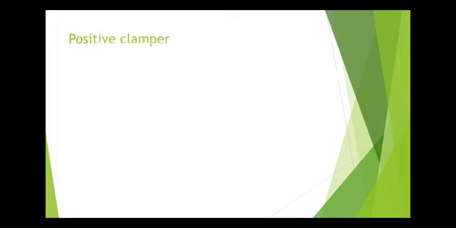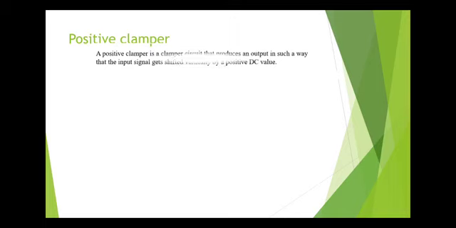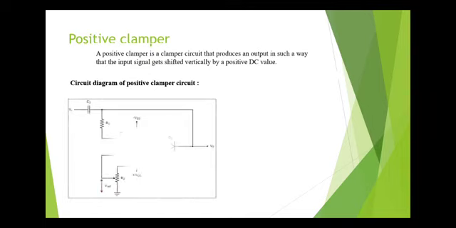Positive clamper. A positive clamper is a clamper circuit that produces an output in such a way that the input signal gets shifted vertically by a positive DC value. Circuit diagram of positive clamper circuit. This is the circuit diagram for positive clamper circuit.